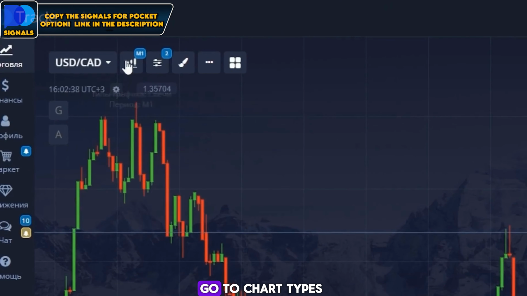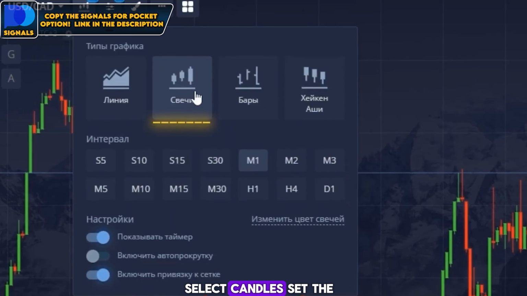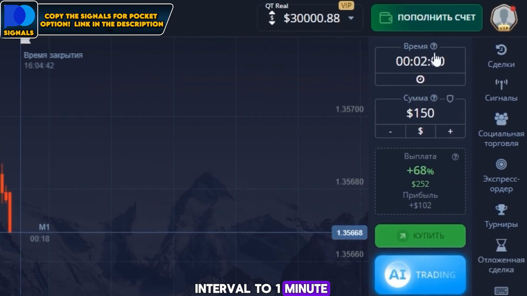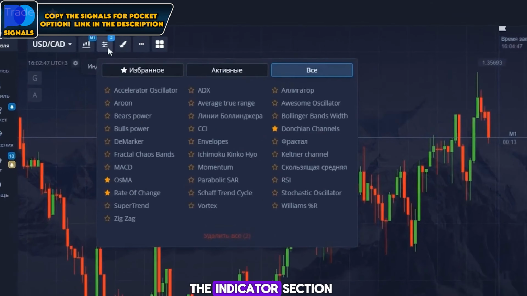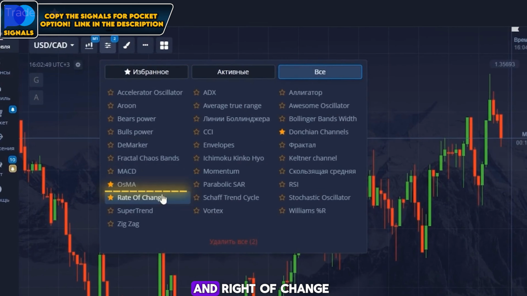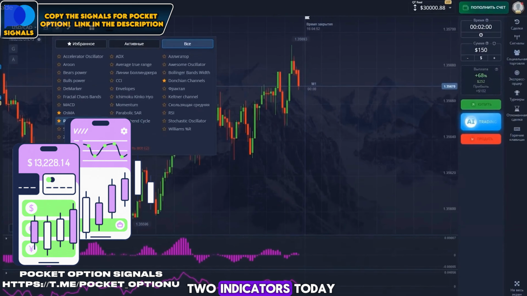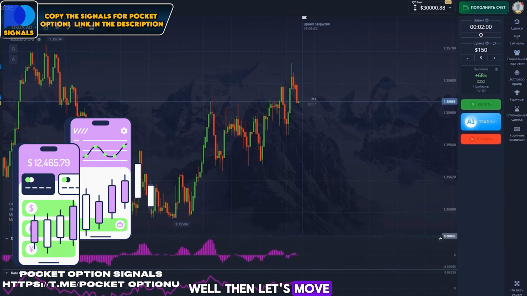First thing we need to do is go to chart types, select candles, set the interval to 1 minute, and the time for today's trades is strictly 2 minutes. Next, we go to the indicator section, select the Osmo indicator and rate of change. We will need these two indicators today. Well then, let's move on to the settings.